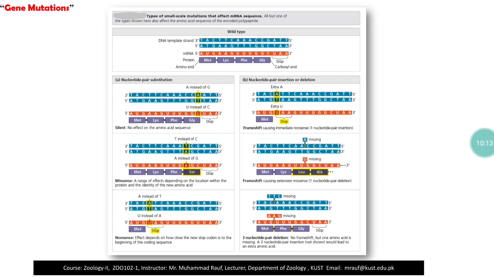Here is a general overview of various types of gene mutations. On the right, you can see nucleotide pair substitution, and on the left, there is nucleotide pair insertion or deletion. At the top tier, you can see a double-stranded DNA, and the strand which acts as a template is the one from which the messenger RNA is copied. In the slides, we will discuss each one of them in detail.